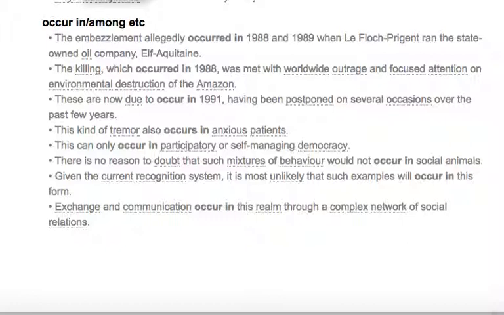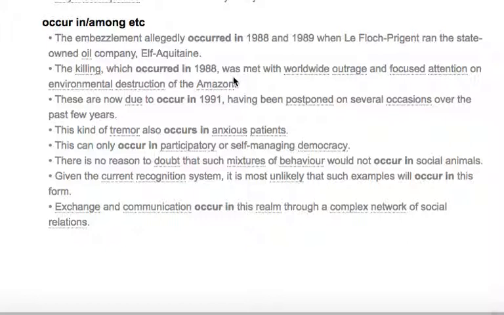Let's look at the collocations. Occur in, occur among. The embezzlement allegedly occurred in 1988 and 1989 when Le Floch Prigent, I don't know, that's a French name, ran the state-owned oil company Elf Aquitaine.